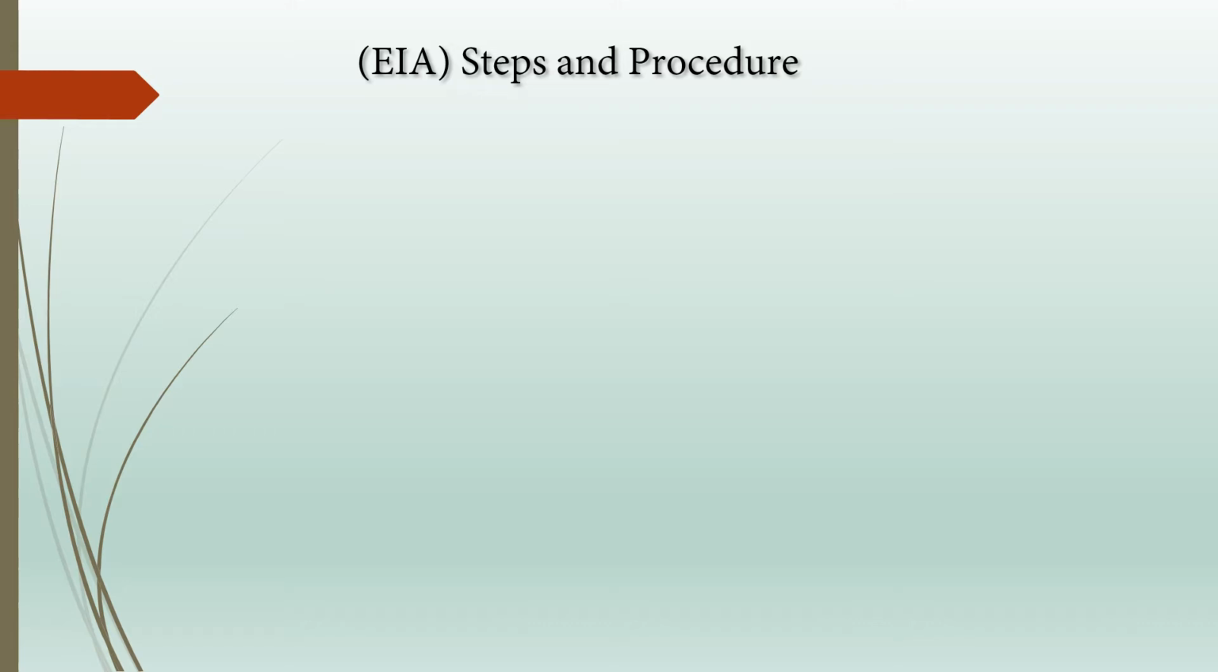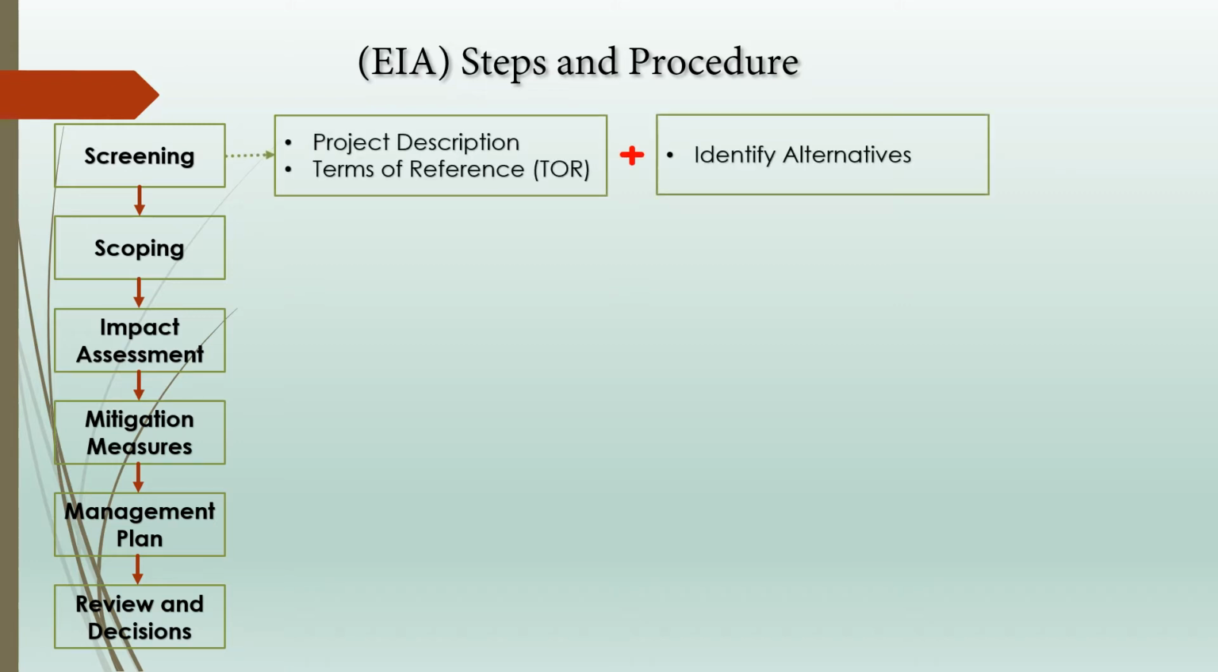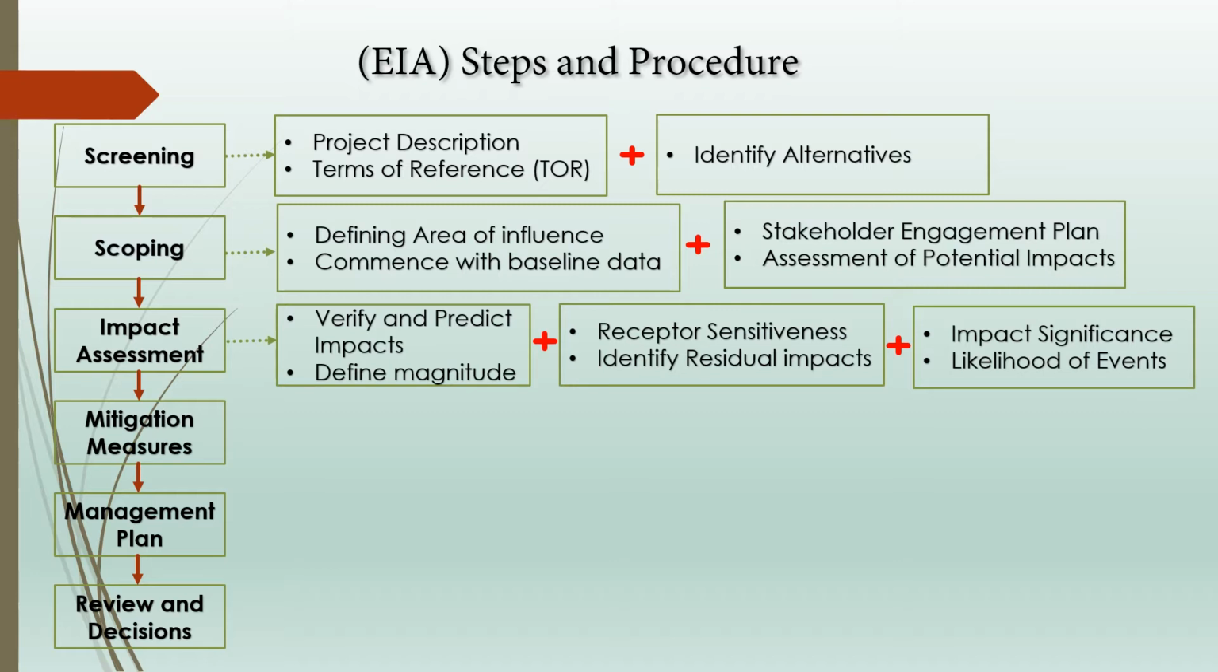Environmental impact assessment steps and procedure. There are 7 major steps in EIA study, starting with screening and ending with review and decision making regarding EIA approval. Screening includes project description, terms of reference, and identifying alternatives. Scoping of EIA includes developing a stakeholder engagement plan and assessment of potential impacts. Impact assessment includes verifying and predicting impacts, defining magnitude, receptor sensitiveness, identifying residual impacts, impact significance, likelihood of events.